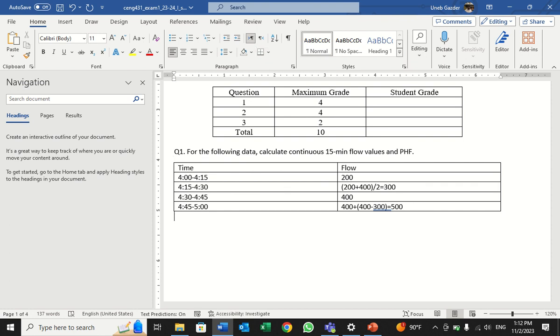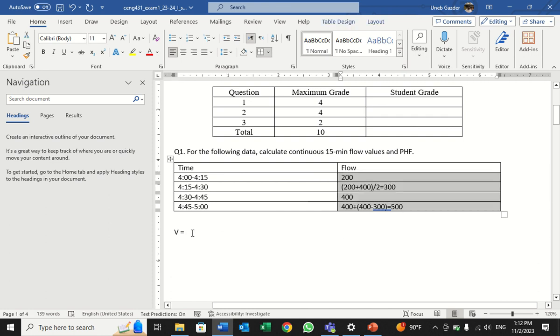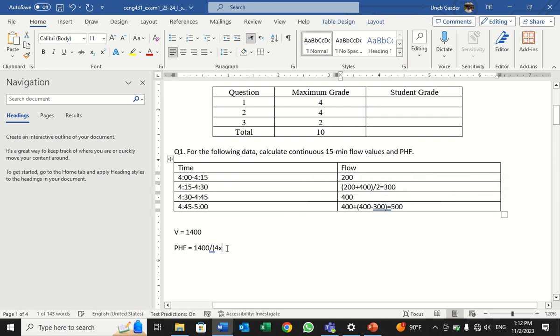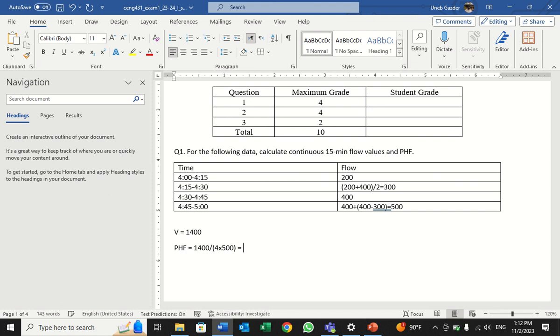Now if you want to calculate the peak hour factor, you need two things. You need volume. So volume is the addition of these: 200 plus 300 plus 400 plus 500, which is 1400. Then peak hour factor is 1400 divided by 4 multiplied by the maximum of the flow, which is 500. It comes out to be approximately 0.7.